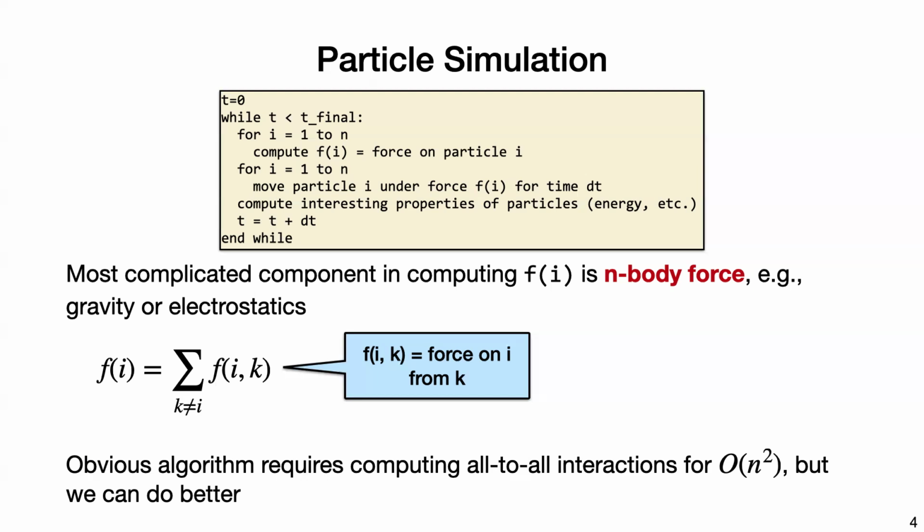And also, this is easily parallelizable. All the f_i are distinct, so they don't depend on each other, and you could imagine partitioning up your points separately, and every processor is responsible for some n over p points. But we want to reduce the work from n squared to something much better.